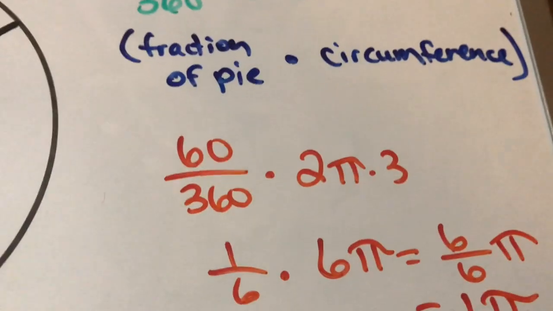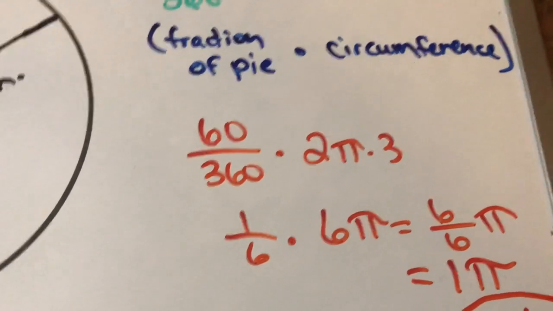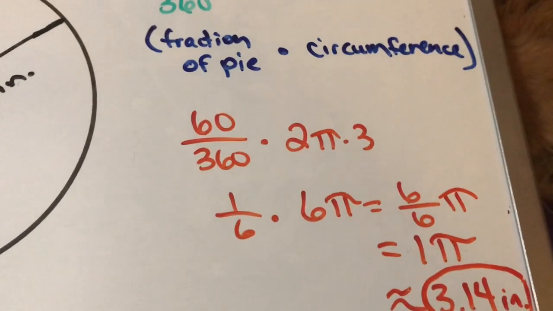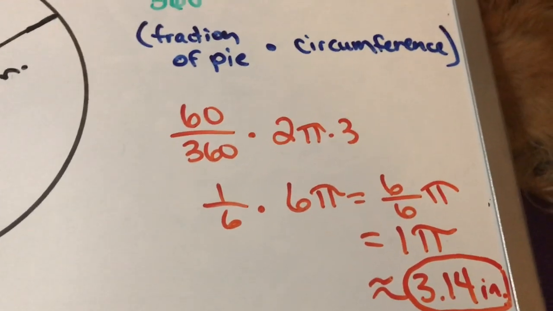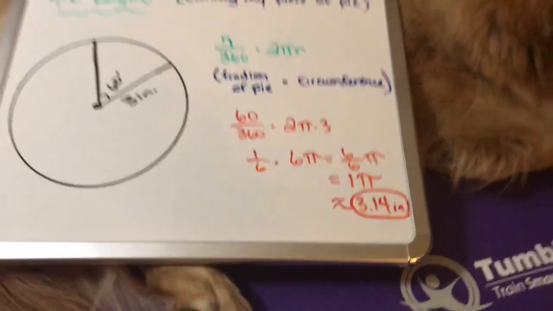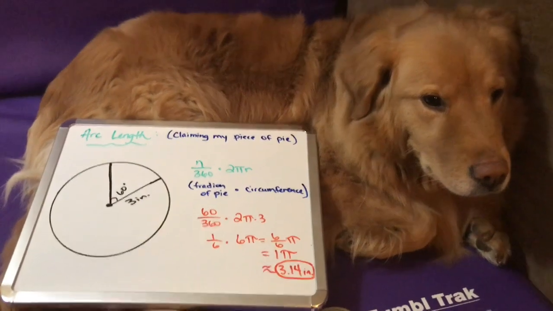If we put in our numbers, 60 over 360, which is 1/6, and then 2 times pi times 3. So 1/6 of 6 pi, which is pi, or approximately 3.14 inches. So again, easy, easy as pie. All right, and we're out.